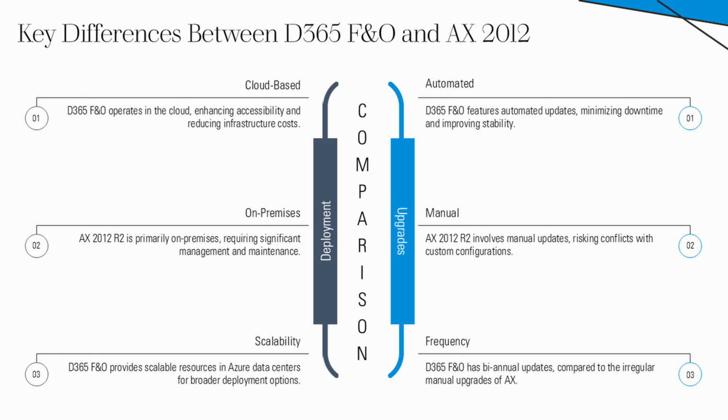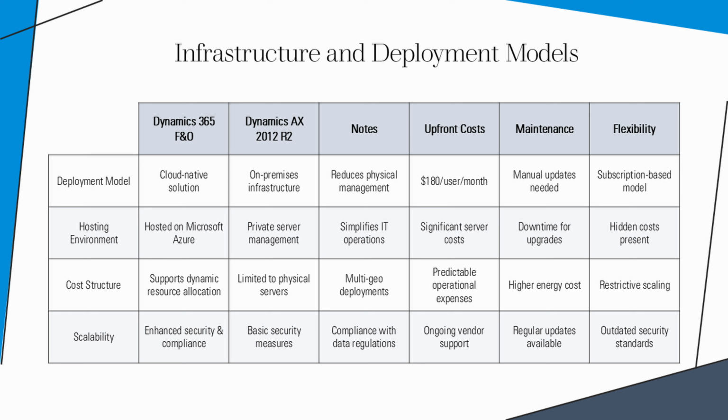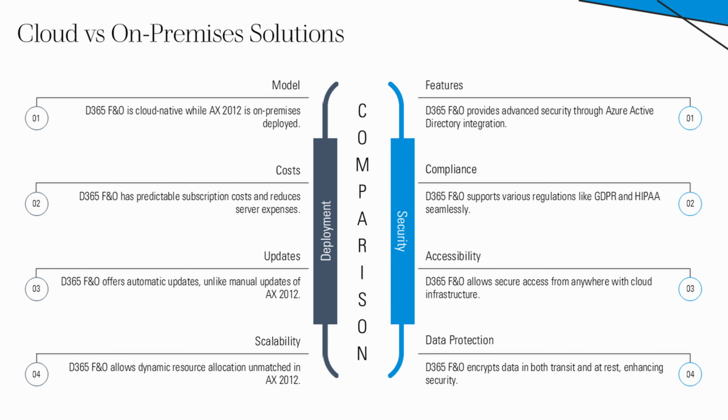The most fundamental distinction lies in deployment. D365 FNO is a cloud-native solution hosted on Microsoft Azure, whereas AX 2012 R2 operates primarily on premises. This shift eliminates the need for physical servers, reducing infrastructure costs and complexity. It also significantly eases the workload for the IT department, as they no longer need to manage and maintain physical servers, data centers, and IT personnel for server upkeep.